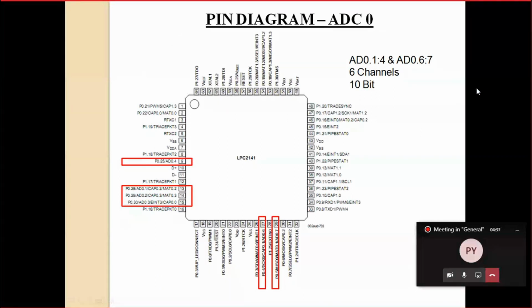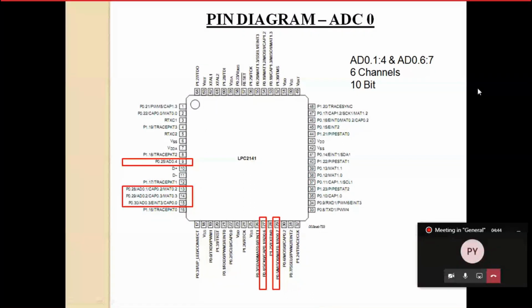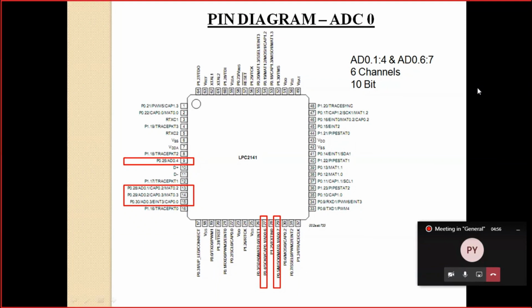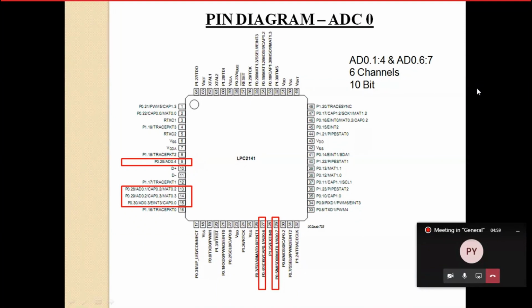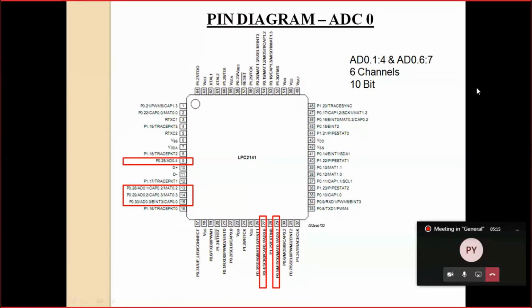In this LPC2148, we have a 10-bit ADC. What do you mean by 10-bit? It is the resolution of the ADC. In terms of voltage, resolution means the minimum possible voltage level it can convert to digital. In terms of bits, you are saying 10-bit ADC. That means when a particular analog voltage is converted into digital data, it will have 10 bits. So if we give a particular input analog voltage, the ADC will convert it into digital data that can have a maximum of 10 bits.